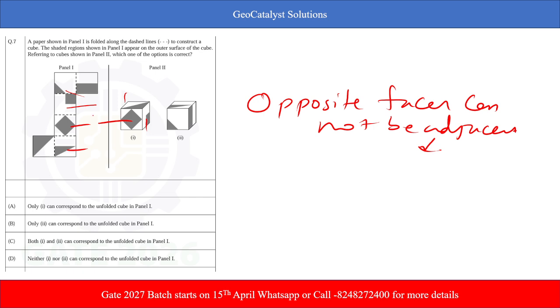So opposite faces. So here if we see, what are the opposite faces? Suppose this and this, these two are opposite faces, but here those are shown as adjacent. So this is not possible. So only one can correspond to the unfolded cube in panel 1. Okay, so A will be the answer.